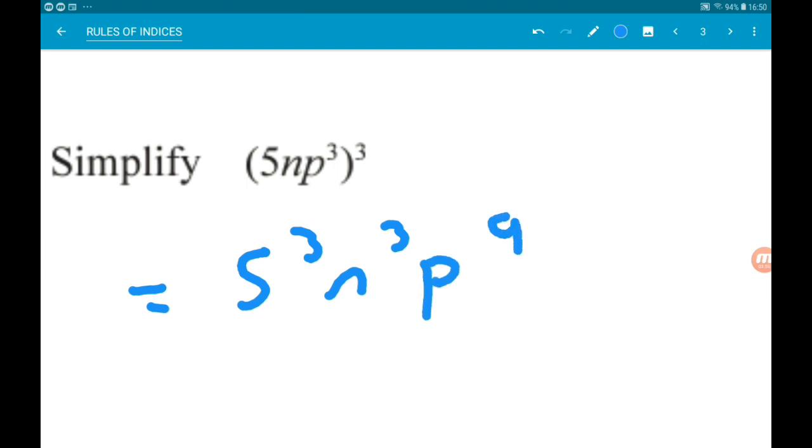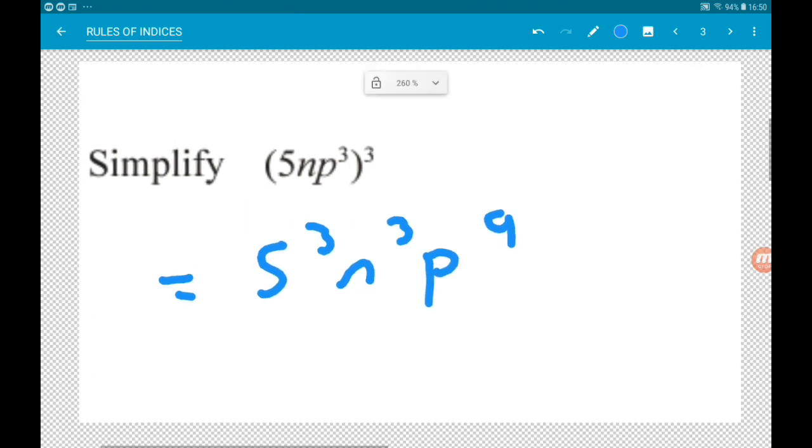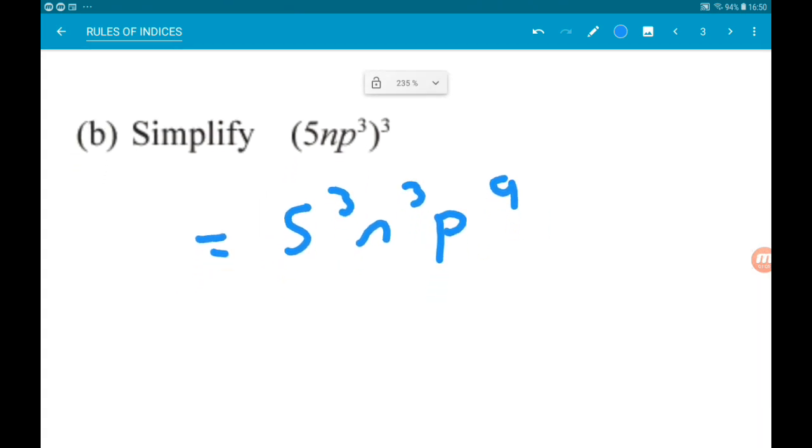Now with a question like this, they would want the number term written as a normal number, not with a power. So 5 cubed means 5 times 5 times 5. So this is 125 n cubed p to the power 9.